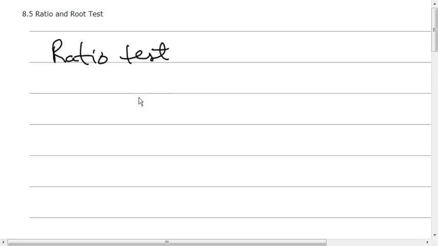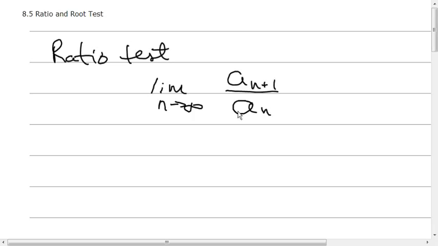Basically what that says is, if we look at the limit as n goes to infinity for the ratio of two terms in this series, the nth term in the denominator and the (n+1)th term in the numerator, the ratio test says that this is going to equal rho. Let's make this rho, and if rho is less than 1, then we get convergence.